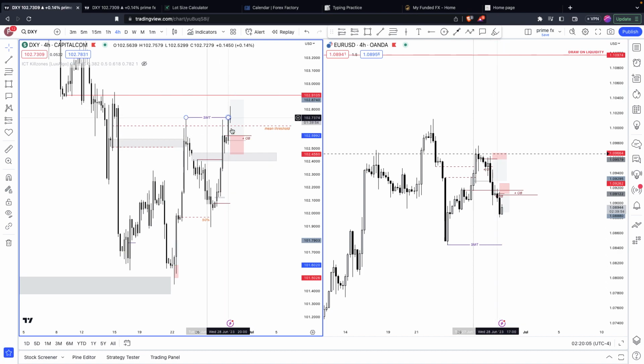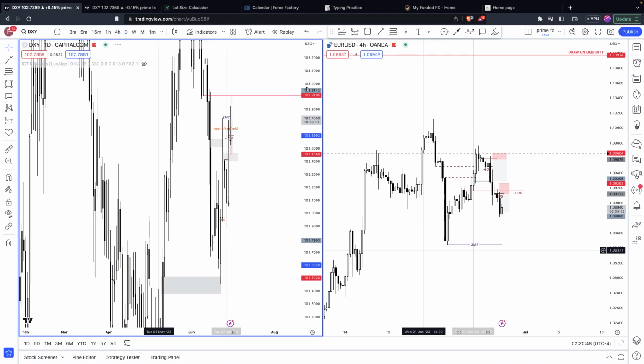We do see a clean displacement, and I'm anticipating downward price because we have this SMT divergence. See price taking out this high and price failing to take this low. So this is an SMT divergence, and I'm very confident that price will eventually come down to this point, and we might see price take the trade up into the zone, to the daily order block.